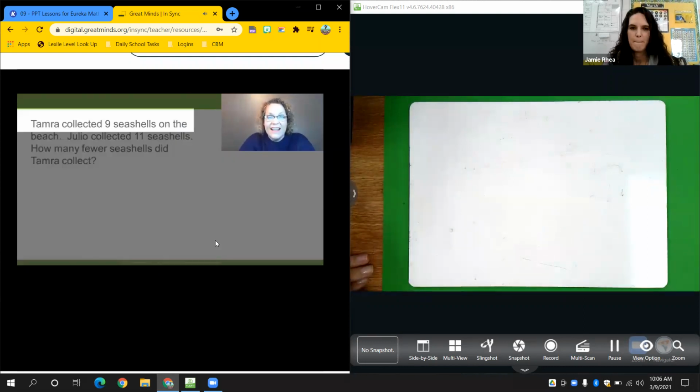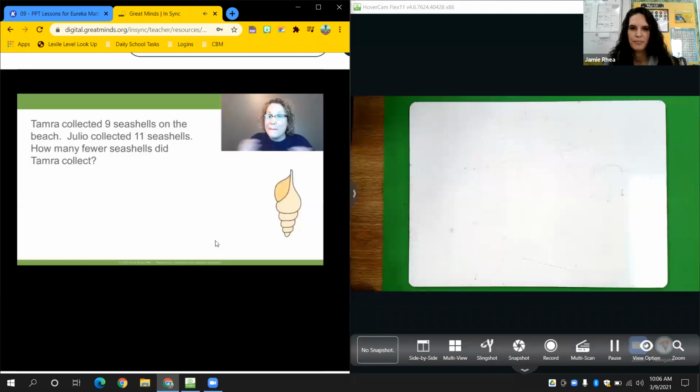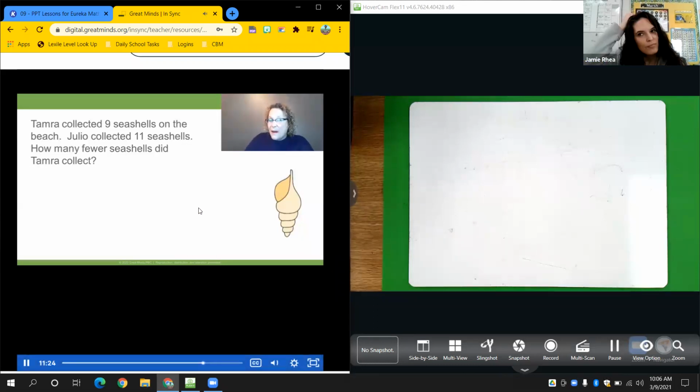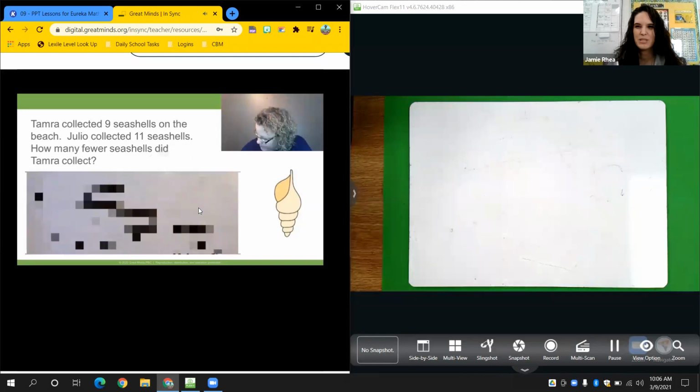Tamara collected 9 seashells on the beach. Julio collected 11 seashells. How many fewer seashells did Tamara collect? We're comparing two amounts. So let's try that double diagram. I will solve this well behind my secret wall, and then we'll come back and compare. Ready? Go. Okay, I'm going to pause her because it always takes us longer. And I also want to show you if we draw it out when we do the tape diagram.